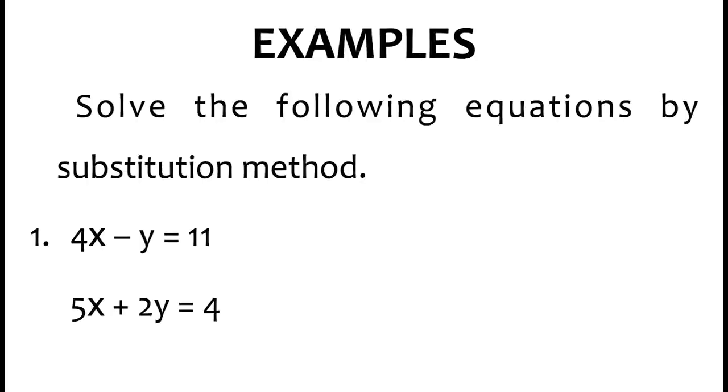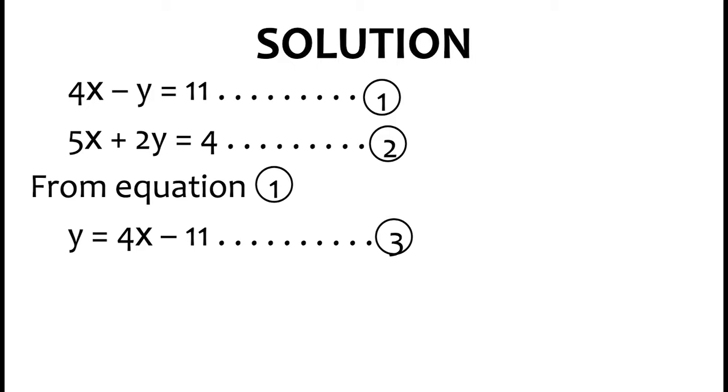Number 1 says 4x minus y equals 11, and 5x plus 2y equals 4. Now, I name 4x minus y equals 11 equation 1, and 5x plus 2y equals 4 equation 2.